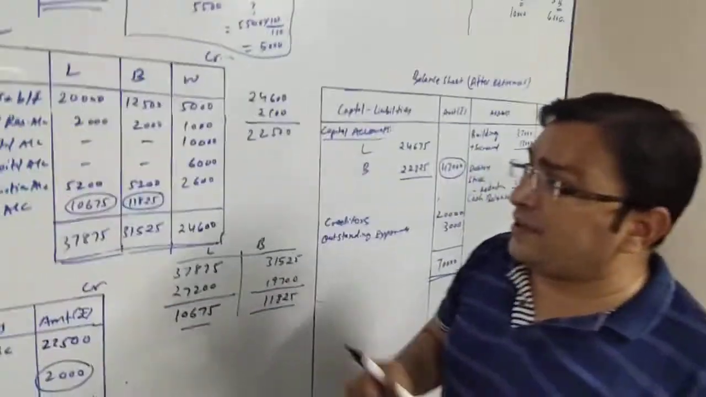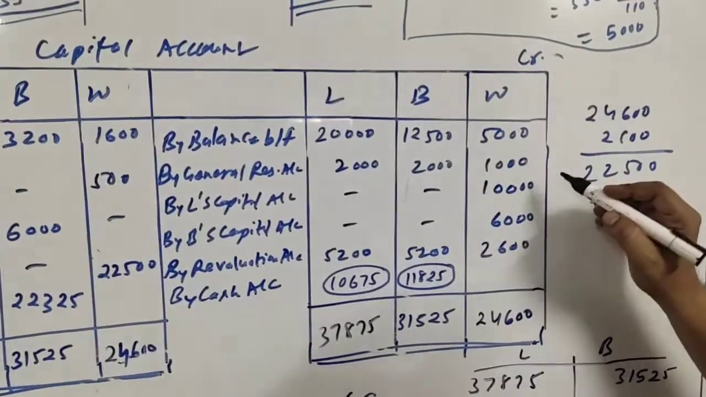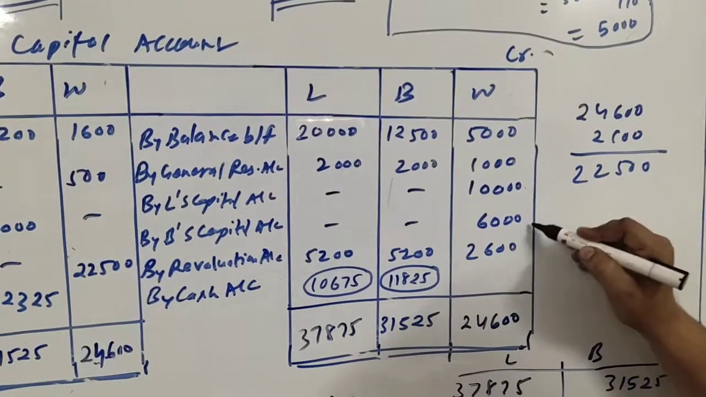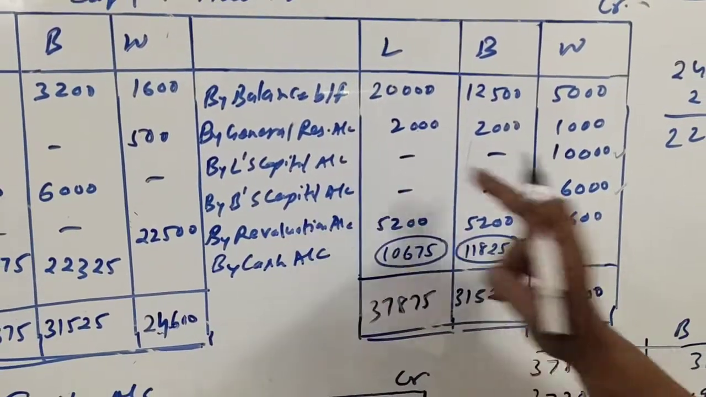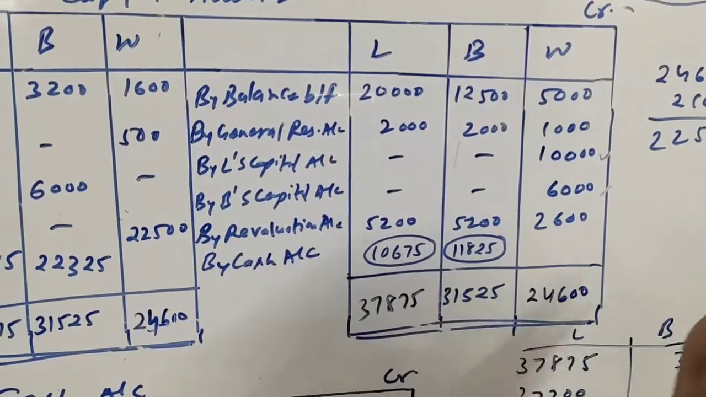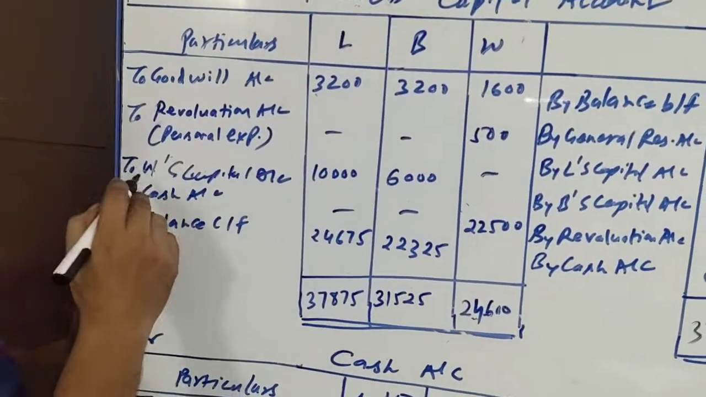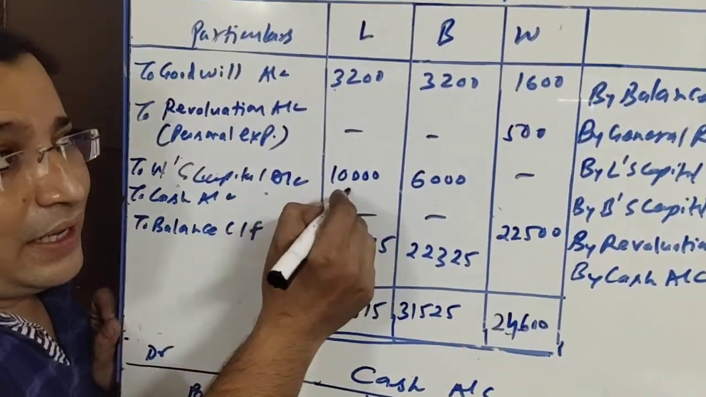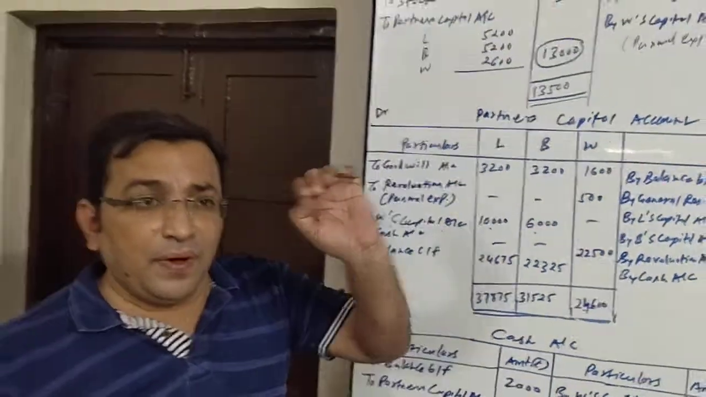Here the treatment is, in W's column we need to credit 16,000, so 10,000 and 6,000. When I write 10,000, I write by L's capital account. When I write 6,000, I write by B's capital account, and these two will be debited to their capital account. So here, to W's capital, 10,000 in the column of L and 6,000 in the column of B.